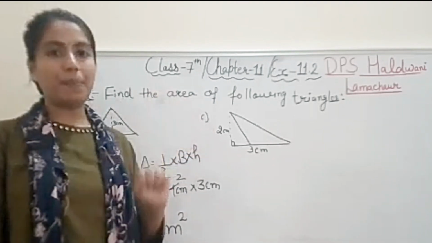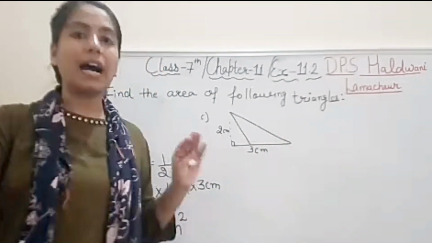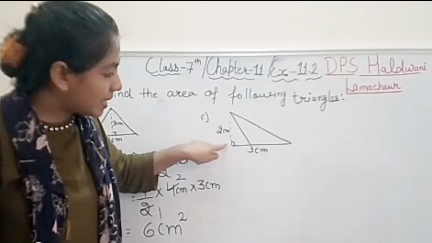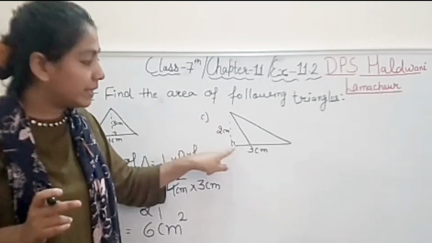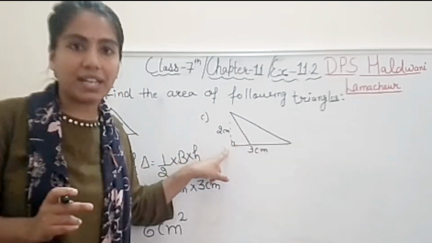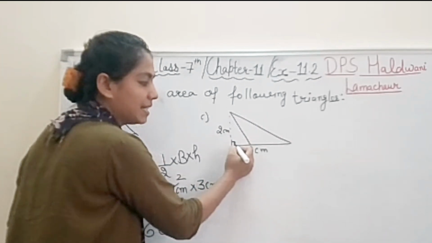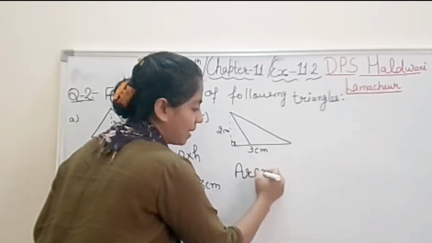Now C part. See, students, we have a triangle. And what is the height now? See, this is not a height, because this is the height. Why? Because height makes a 90 degree angle with the base, although it is outside the triangle. But this is a height because it is making 90 degrees. So let's take out the area for this triangle.